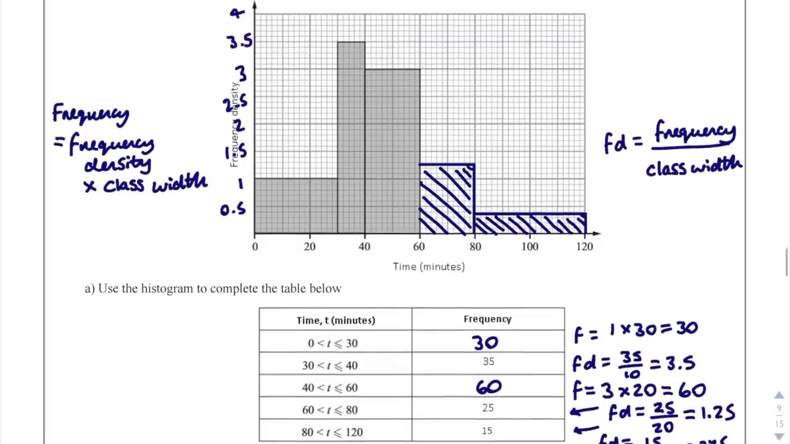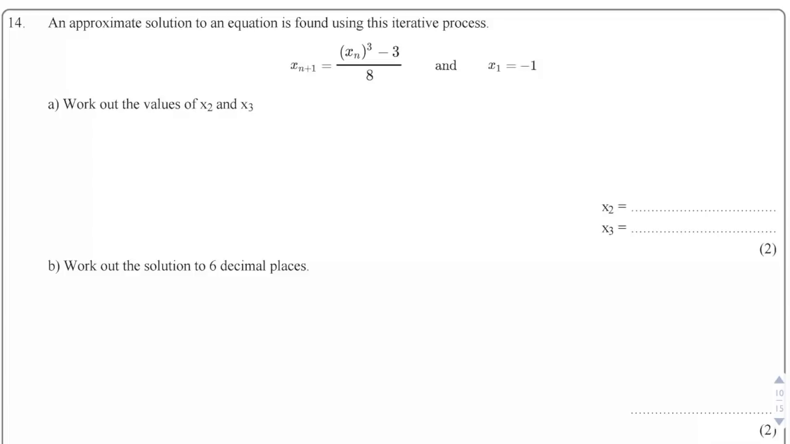Okay, and that is our histogram. Question 14 says an appropriate solution to an equation is found using this iterative process. We've got x of n plus 1 equals x of n all cubed minus 3, all divided by 8. The first value of x is equal to minus 1. We've got to work out the second value of x and the third value of x.